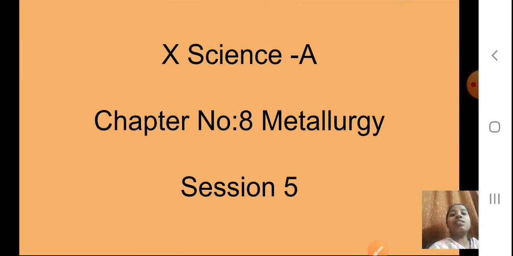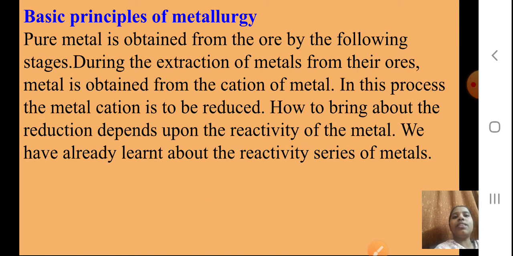In the last presentation, if you remember, we studied the basic principles of metallurgy, and in that we studied the concentration of the ore. Different methods are there with which you can separate the gangue particles from whatever desired metal we want. So we'll proceed with that.